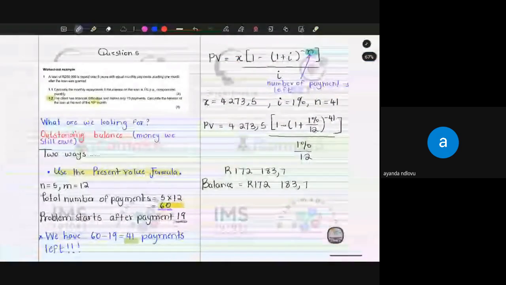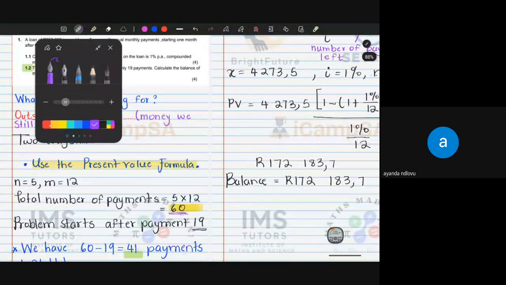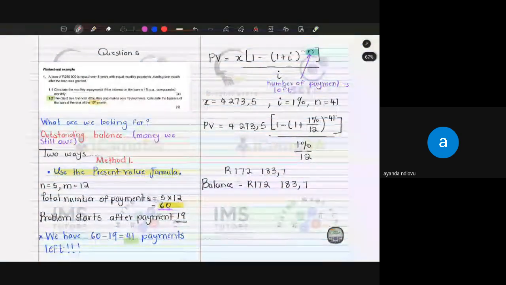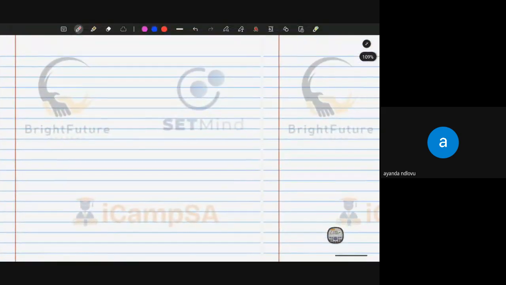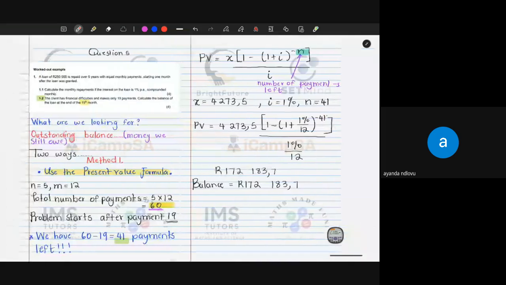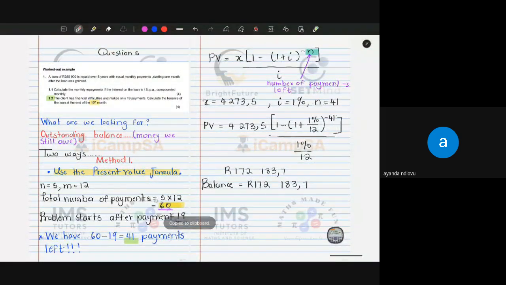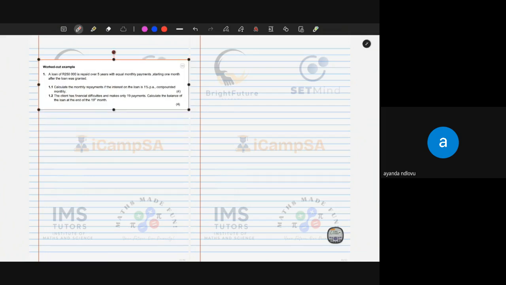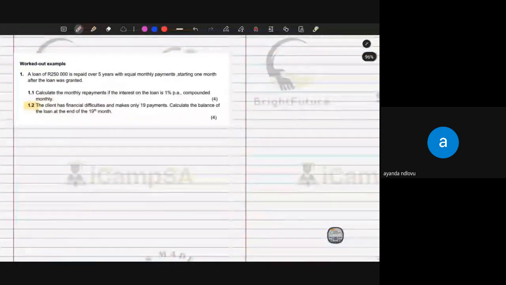So this one here, we'll call it method 1. First, we said there's two ways, so this will be method 1. So let's go to the second one of finding the same problem. We'll call it method 2. So I'll copy that, paste it here. And remember, we're still looking at that question. So this one, we'll call it method 2.